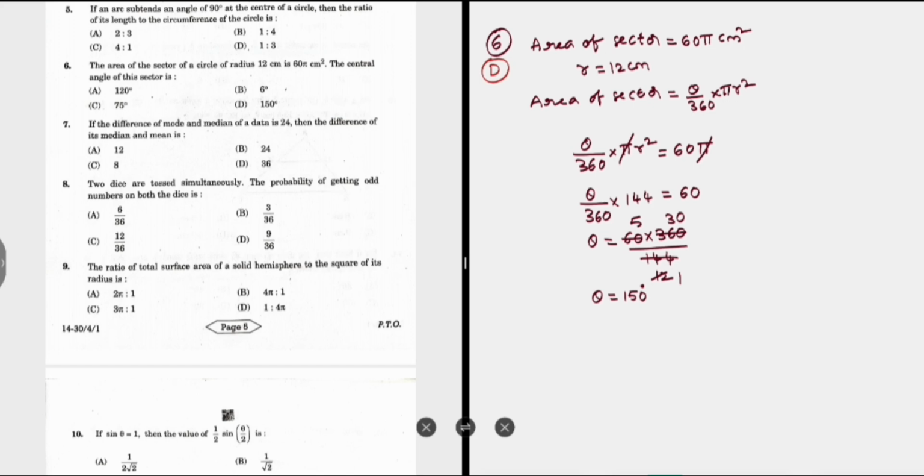Option D. What is question number 7? If the difference of mode and median, yeah, this is some statistics. It takes time. We have to use the empirical relation here. Let's start on another page.